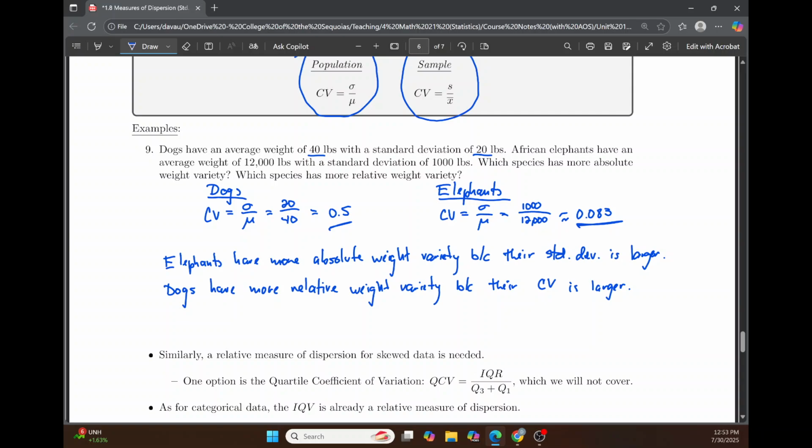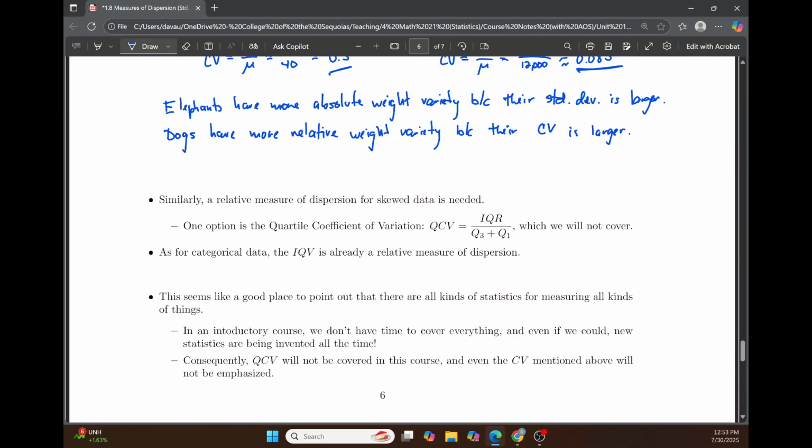Now, if you had a skewed data set, then we would need to develop some kind of relative measure of dispersion for skewed data. And there are lots of potential candidates for this. One of them that I've found is the QCV. This is the quartile coefficient of variation. That's the formula for it. I'm not going to give you an example of it in action, but just so you're aware that it exists. And in fact, statisticians are coming up with new measures for things all the time. But that's one way that you could potentially compare the dispersion in skewed data sets, right?